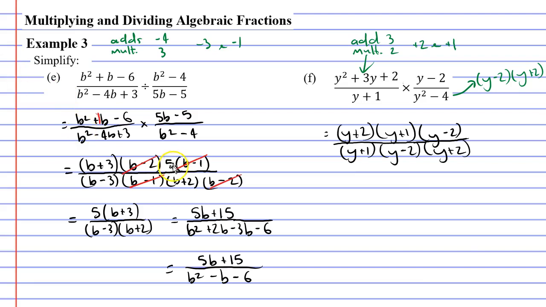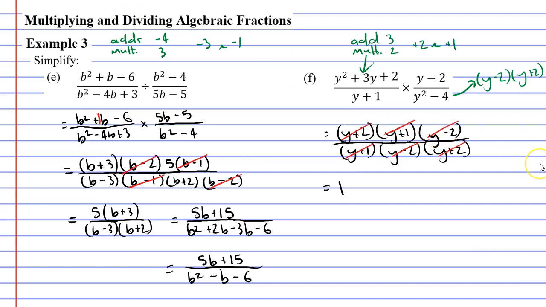Now, if I was to cancel, I would cancel everything. There's y plus 2, there's my y plus 1, and my y minus 2 can be cancelled as well. So what happens when nothing is left over? And you can see that people would write something such as 0 because they associate 0 with nothing, but the answer is actually 1.